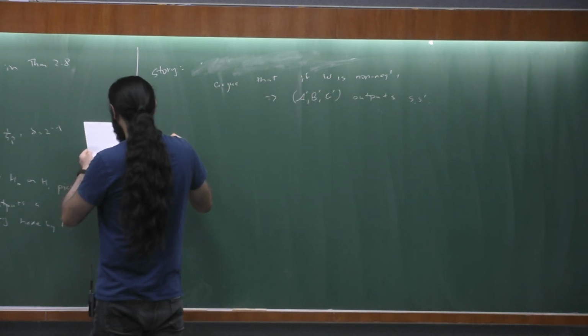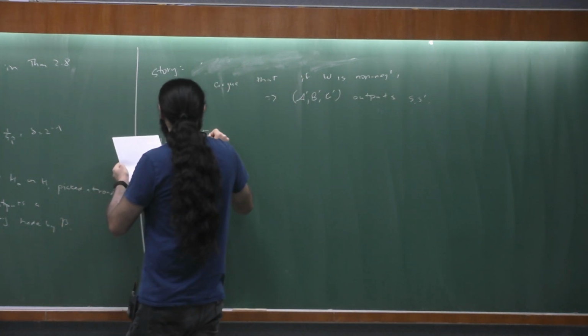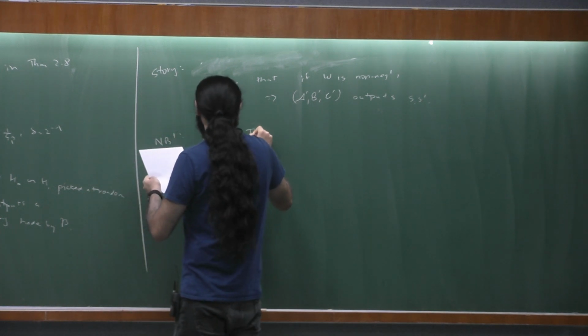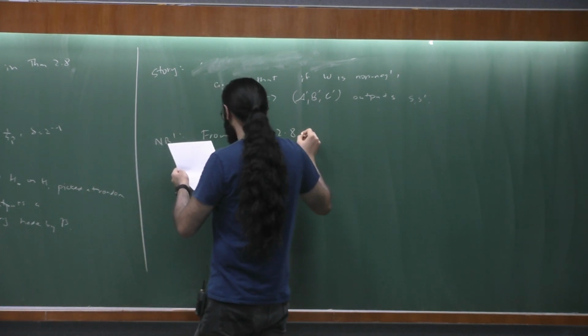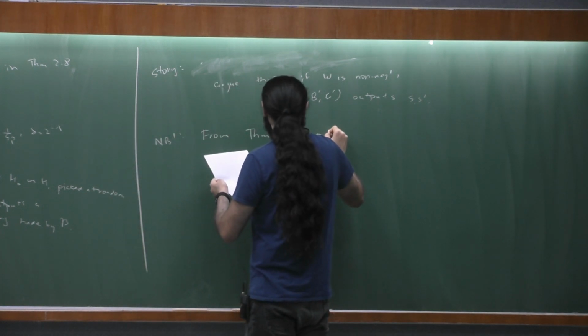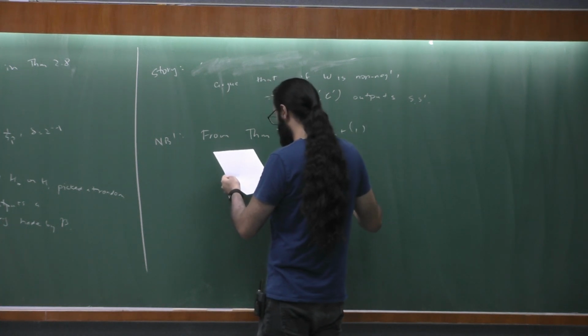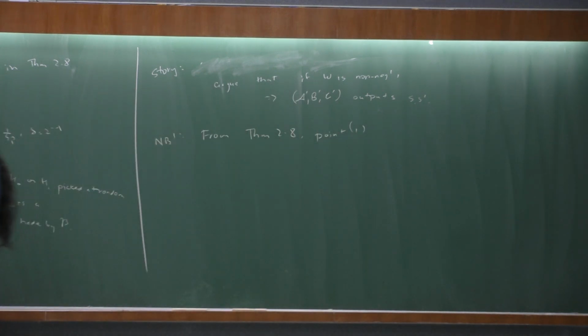So the first observation now is that from theorem 2.8, the first point. Okay, what was the first point? I don't actually remember. Give me a second. I think it's good to actually write down the first point, otherwise it would just look mysterious for no reason.